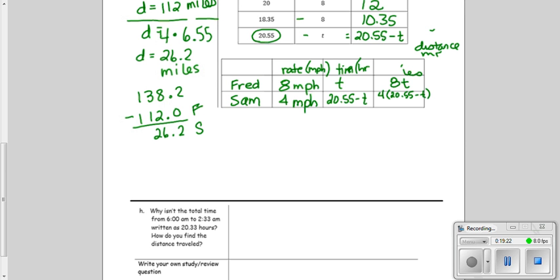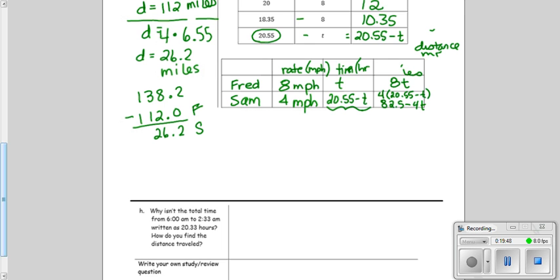And let's simplify that. That's 4 times 20.55, that was 82.5, and 4 times t was 4t. So this was the total time, take away Fred's time to get Sam's time. And this 82.5 minus 4t is Sam's distance.